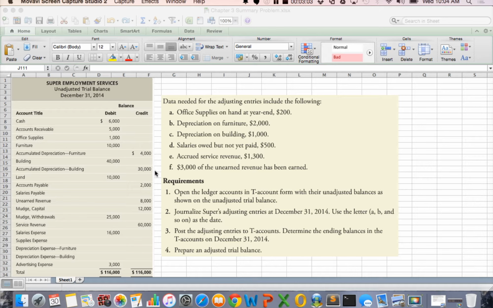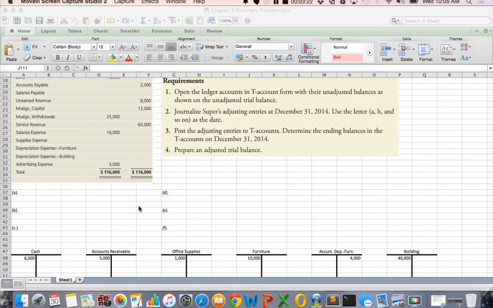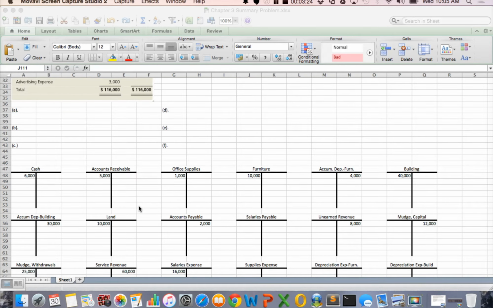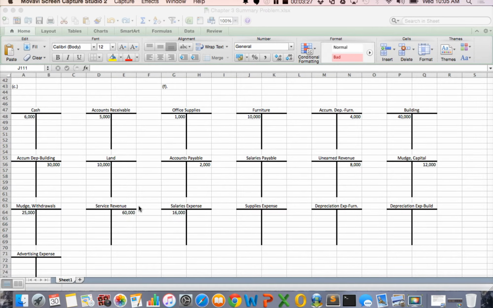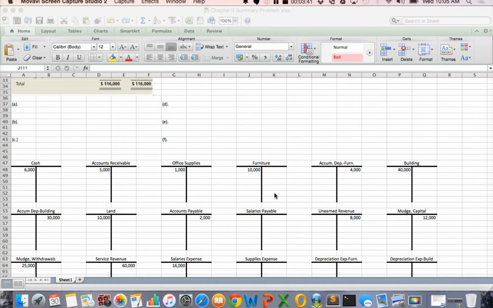And then the requirements here say, first, open the ledger accounts in T-account form or T-chart form with their unadjusted balances. So you would basically list all of these accounts out with either the debit or credit balance that they have. And I've already done that for you right here, okay? So I don't want you to waste your time doing that. That's pretty easy. And you'll see some of them don't have any balance in them yet, so I just left it blank. But I'll do that for you on the quiz as well. First step will already be done for you.